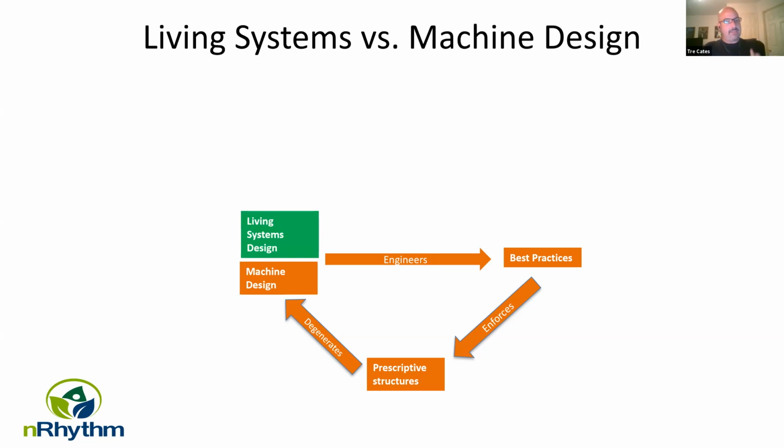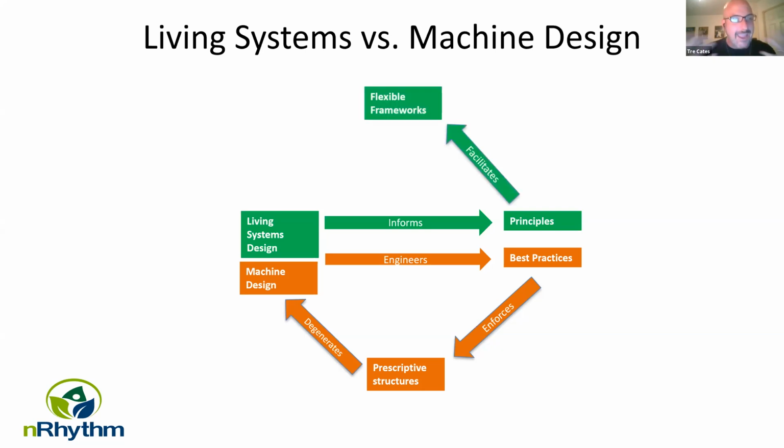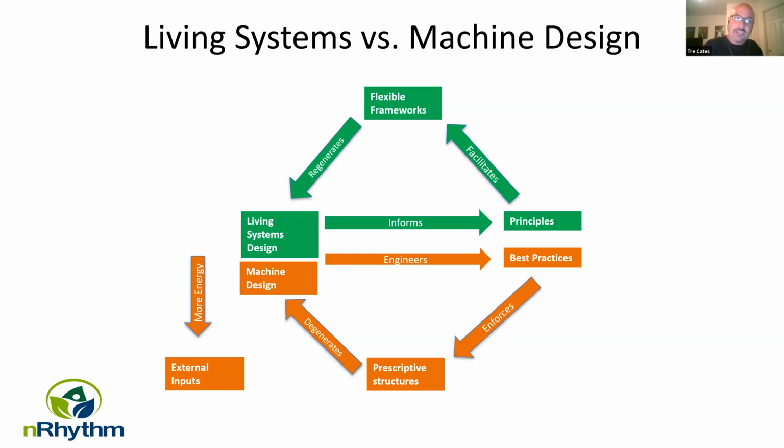In contrast to that, the living system design is informed by principles. These principles are deeply rooted in the idea of creating flexible frameworks for us to have the freedom to design. And we believe that approach actually regenerates the health of the system. One requires an enormous amount of energy, because in a machine paradigm, you've got to extract to keep this machine moving and running. But a living system requires less energy because it can self-regenerate, it can self-maintain.